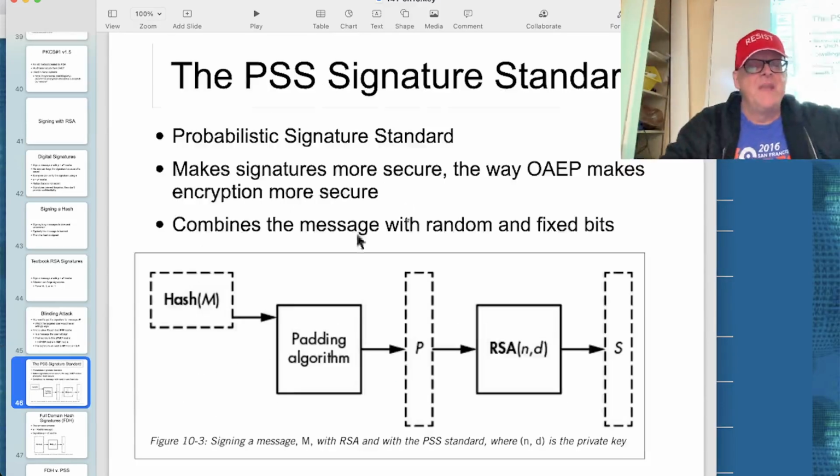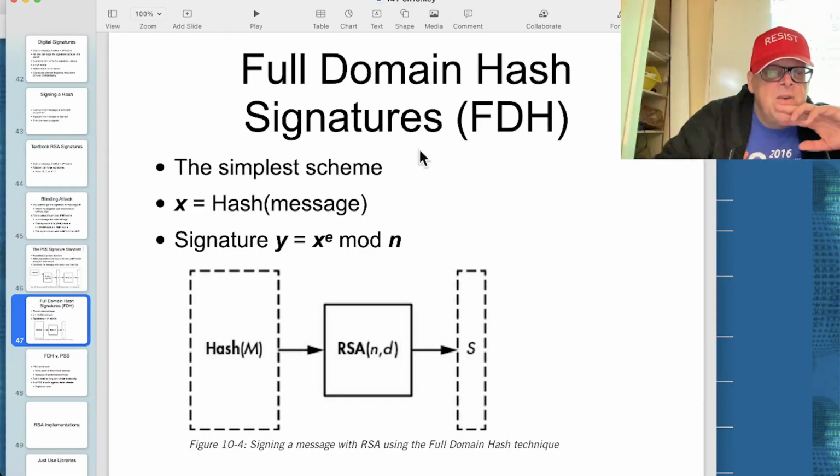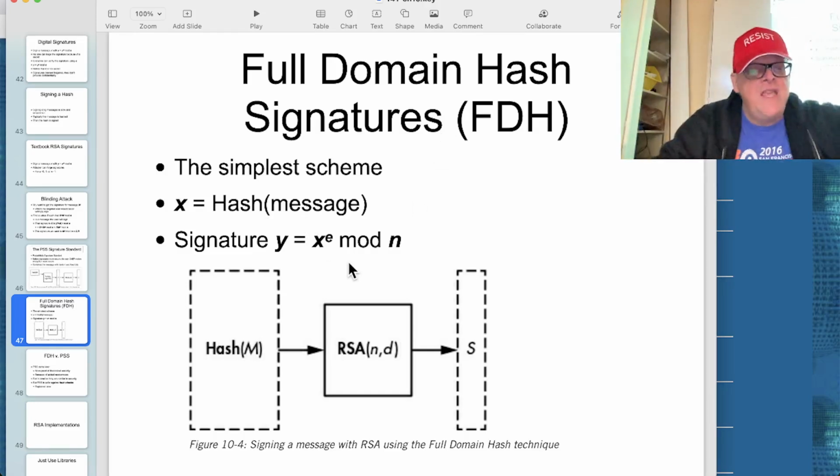So there's the probabilistic signature standard. This is the equivalent of OAEP. This combines the message with random and fixed bits to create the signature, and therefore you can't reproduce it without knowing the key. That's the idea. And then the simplest scheme is full domain hash signatures. You take the hash of the message and then Y to the E mod N. This, by the way, is perfectly fine because the hash function is the second step that you can't easily combine.